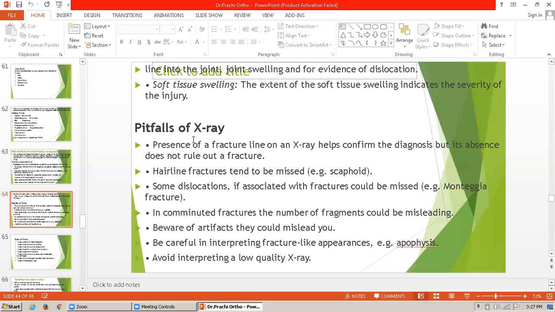Then, a pitfall of X-ray. The presence of a fracture line on X-ray helps confirm the diagnosis, but its absence does not rule out a fracture. Hairline fractures tend to be missed, for example, scaphoid fracture. Then some dislocations, if associated with fractures, could be missed, for example, Monteggia fracture.